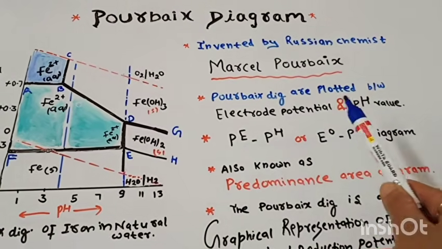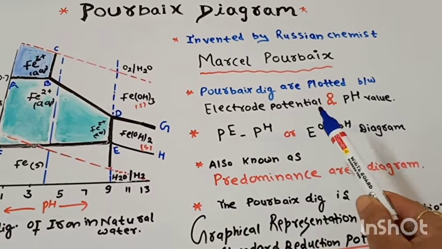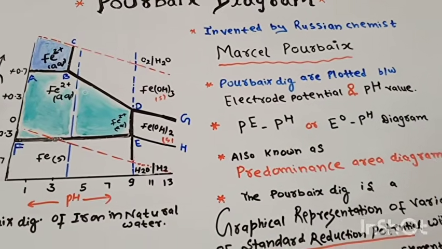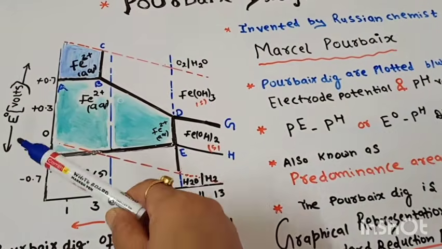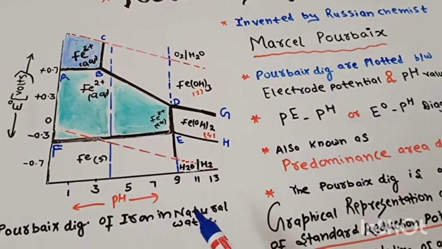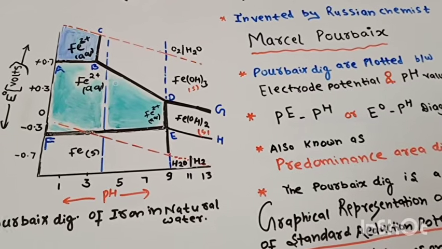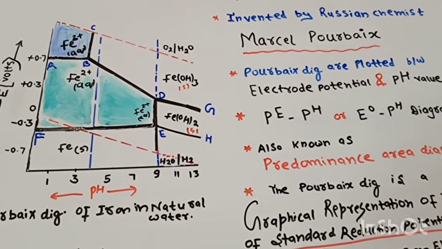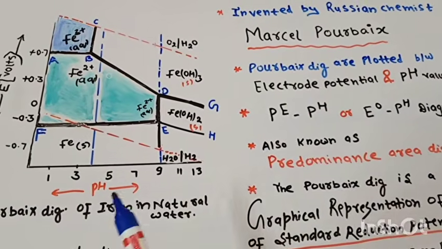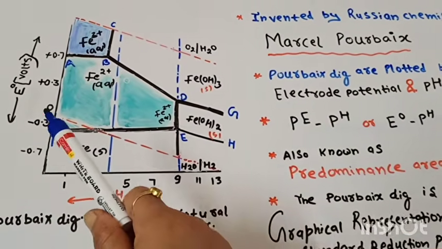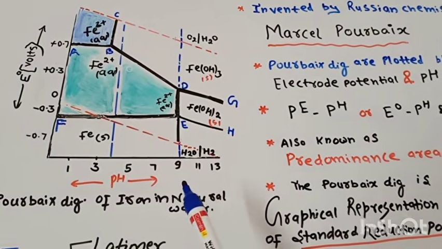These diagrams are plotted between the electrode potentials and the pH values. So let us have a look at this graph. These are plotted between electrode potential values and pH values. So what are electrode potential values? We already know, we are taking the standard reduction potential. So we are plotting this graph between electrode potential values and pH values.